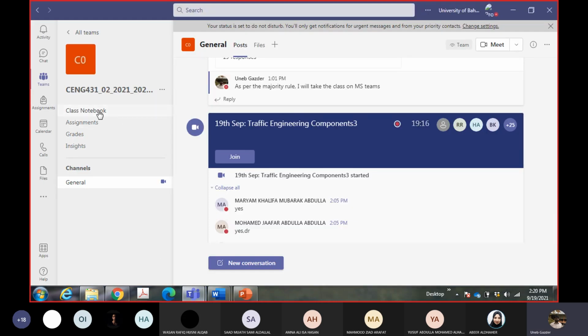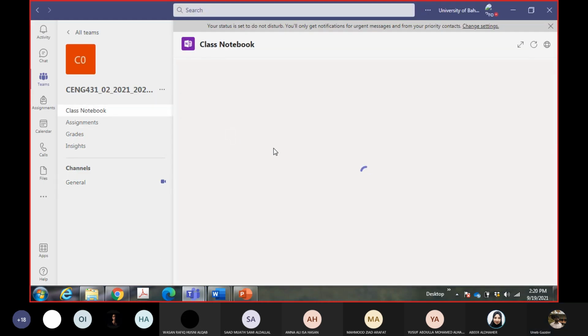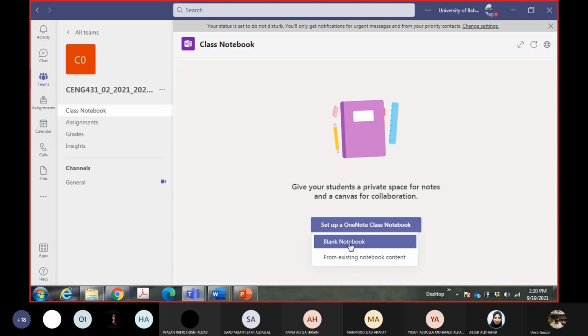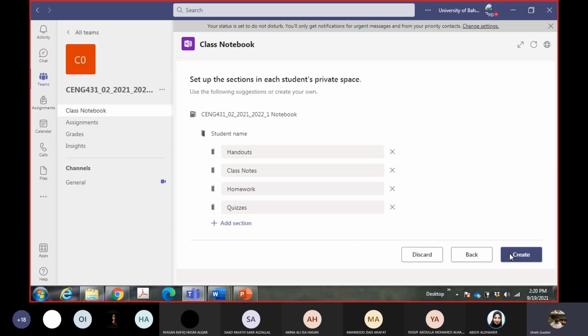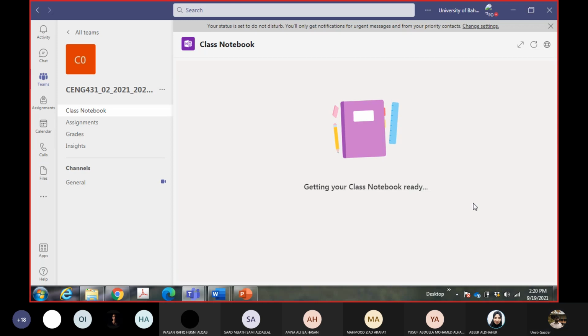Let me do something here. So I will create a notebook now. Later on, when we are doing examples and problems, whatever working we are doing in the class will be in the notebook, and later on you can see it. It just takes a few seconds to set up for the first time, so just bear with me.